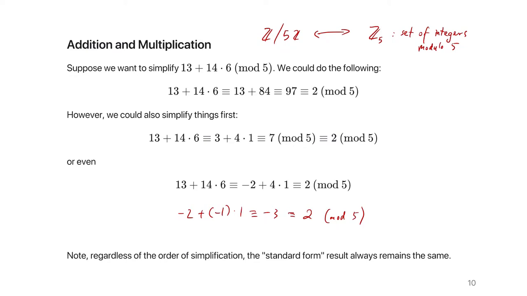When you report your answer in these kinds of calculations, the one that makes the most sense, the standard form, is the one in the range 0, 1, 2, 3, 4. Is that clear? So the main takeaway is that regardless of the order in which you do the simplification, the standard form result, the end result, always ends up being the same. Any questions?